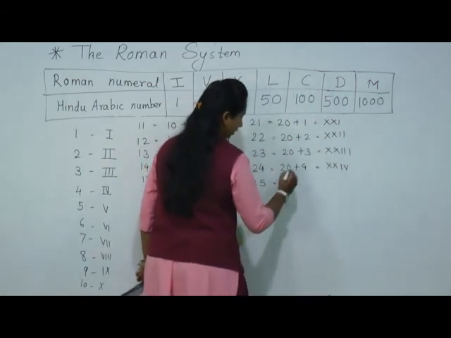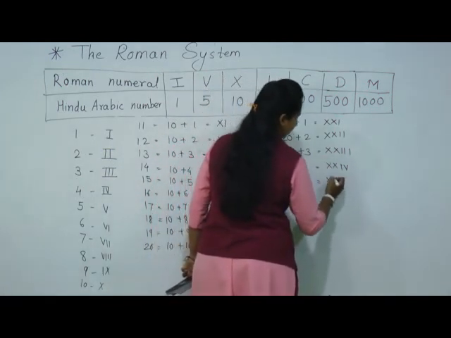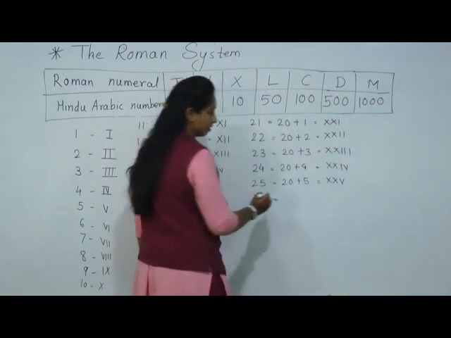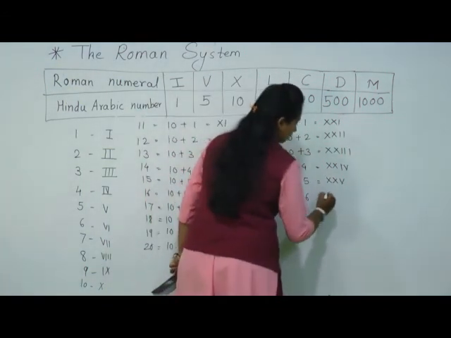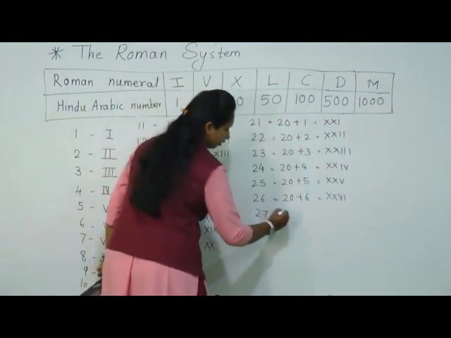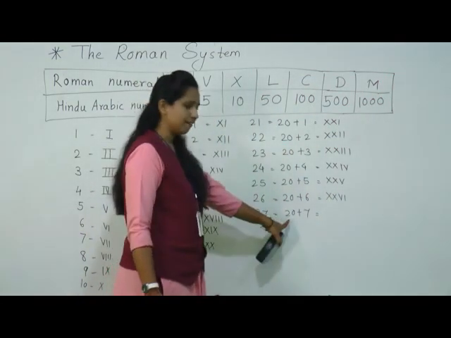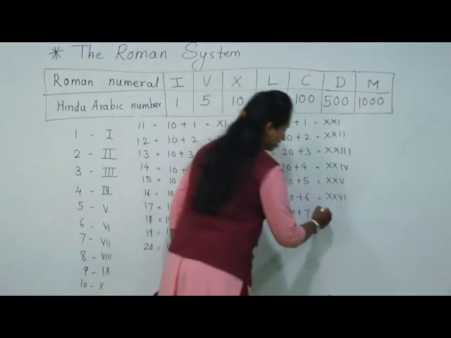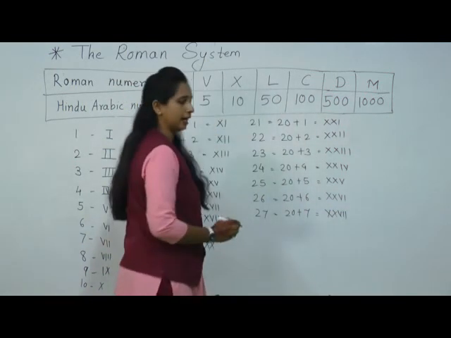Now what about 25? 20 plus 5 is 25. Double X, and 5 is represented as V. Now what about 26? 20 plus 6 is 26. So double X, V, I. Now what about 27? 20 plus 7 means 27. See, when you do addition, 20 plus 7, you get 27. So 20 is represented as double X, 7 we represent as V double I.